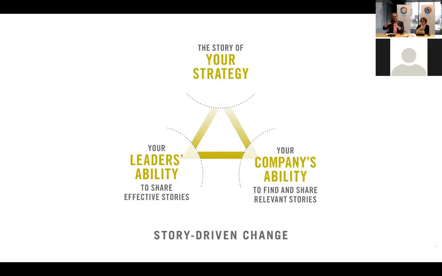So to me, that's a really important element. How do you put some systematic processes in place that allow stories to be told on a very regular basis? But the area I want to focus on is actually this third area. That's really around the leadership's ability to find and tell stories.